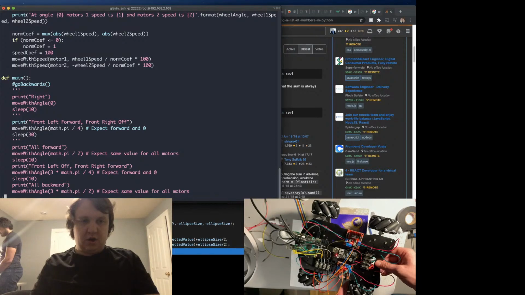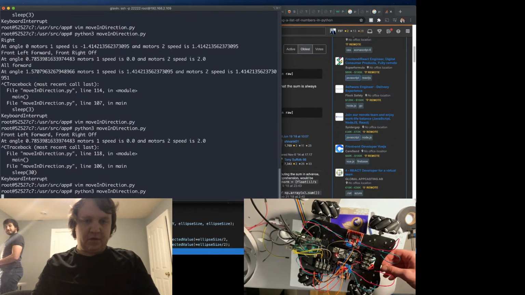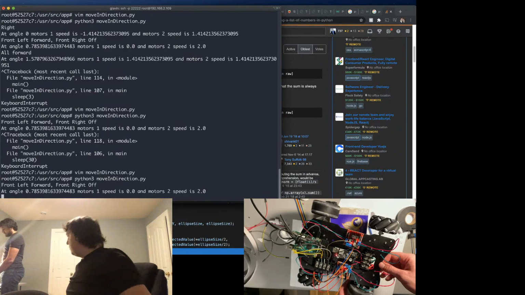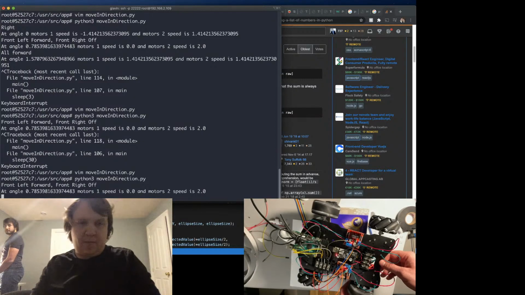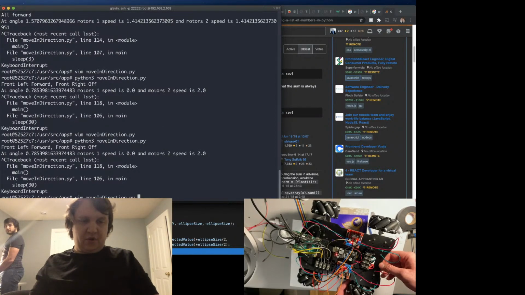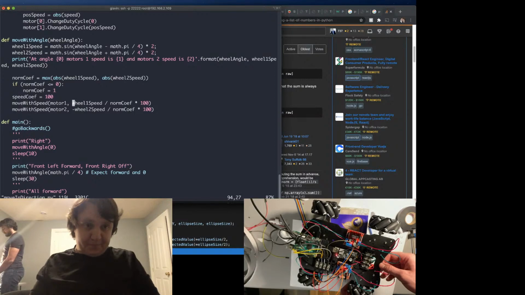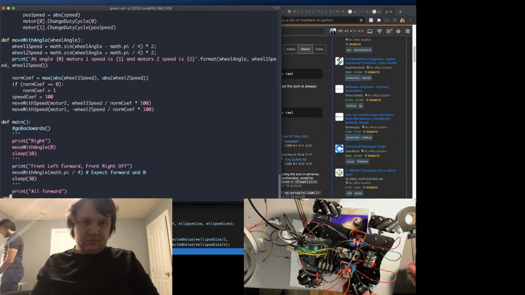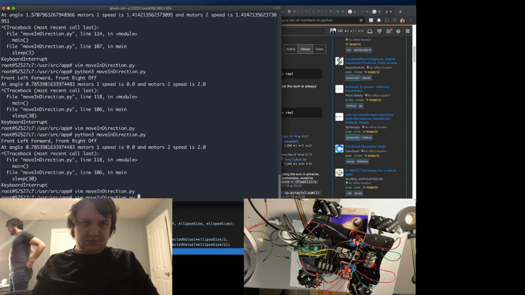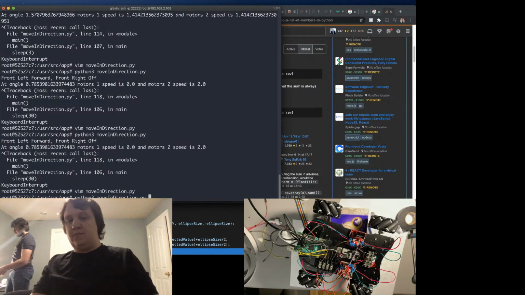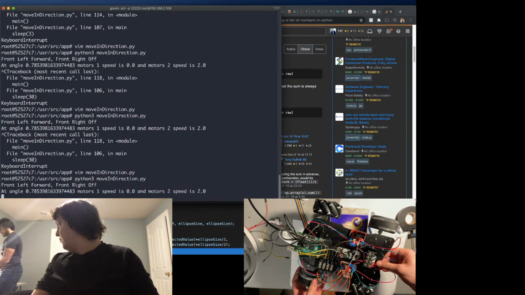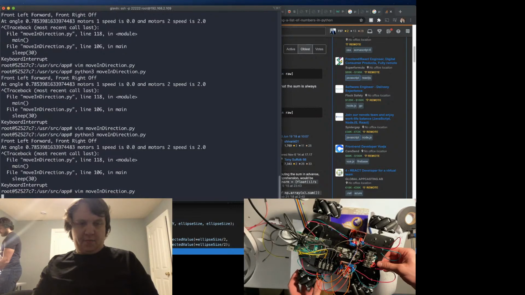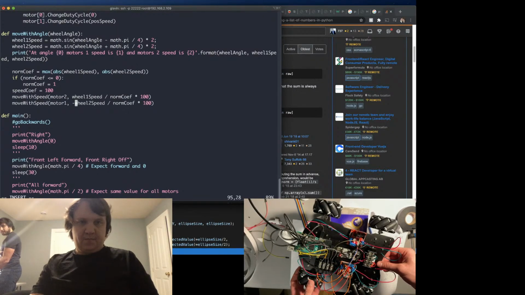Wait. So front left, sorry, front right is going backward. The other one is off. Yeah, front right went backward. All right, one sec. Let's try it. Front left went backward. So could be me, I could have given you the wrong mapping.